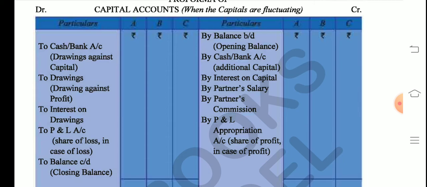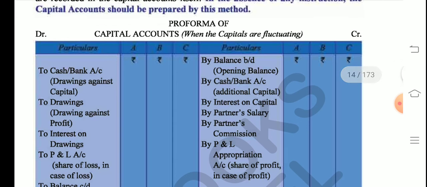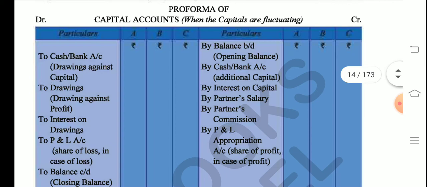So now you should be able to understand that the capital account under a fluctuating kind of account is the summation of the normal capital account plus the current account. So here only one account is drawn. Okay, so I hope this much is clear to you.